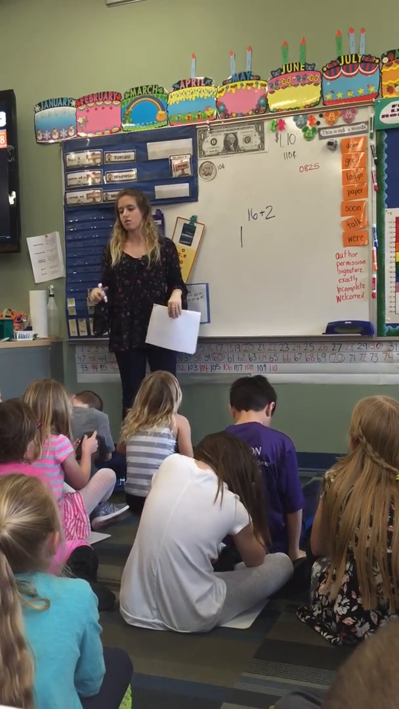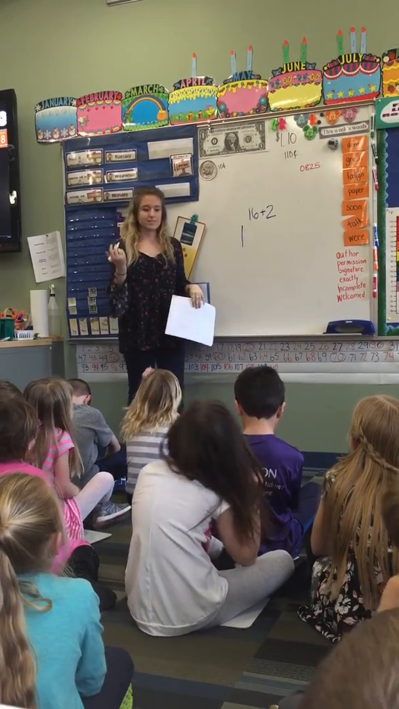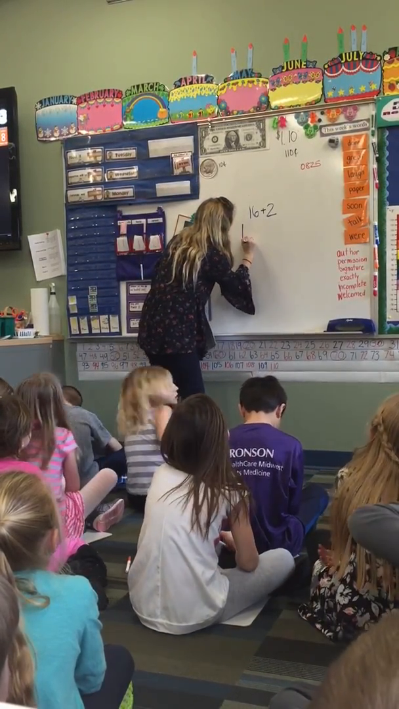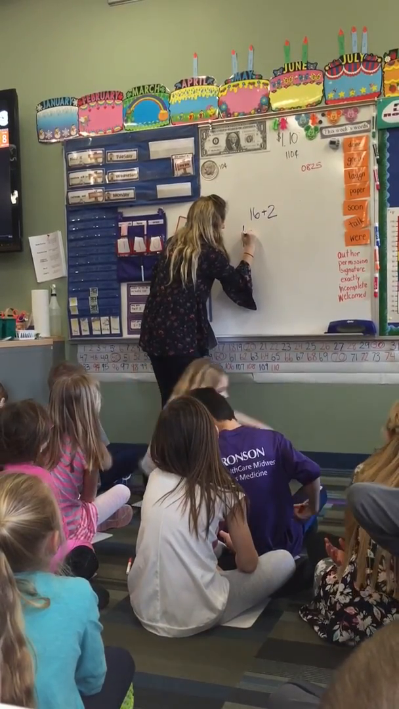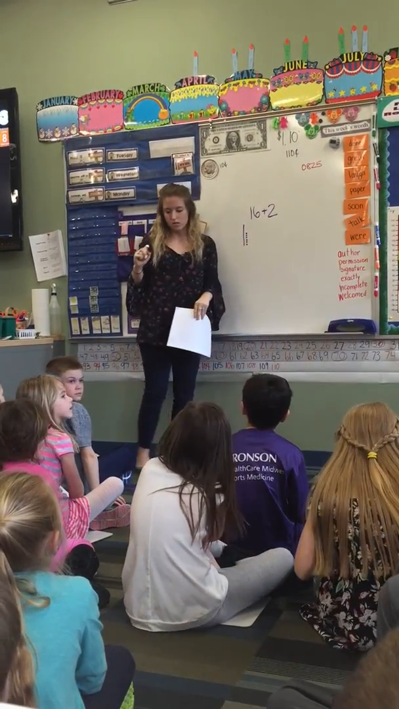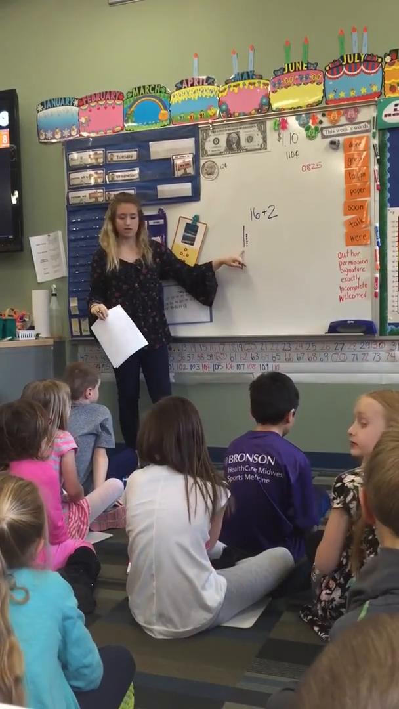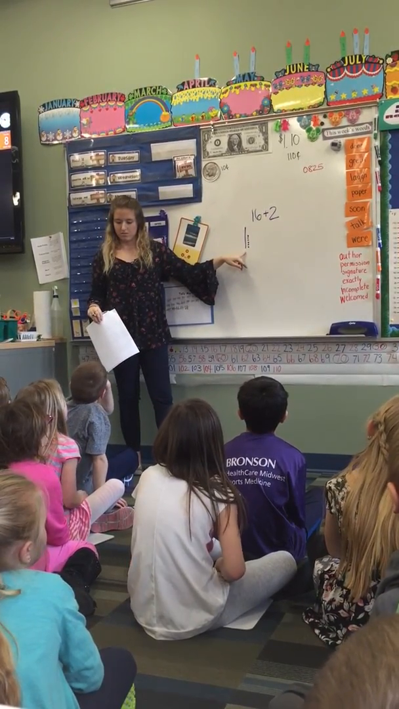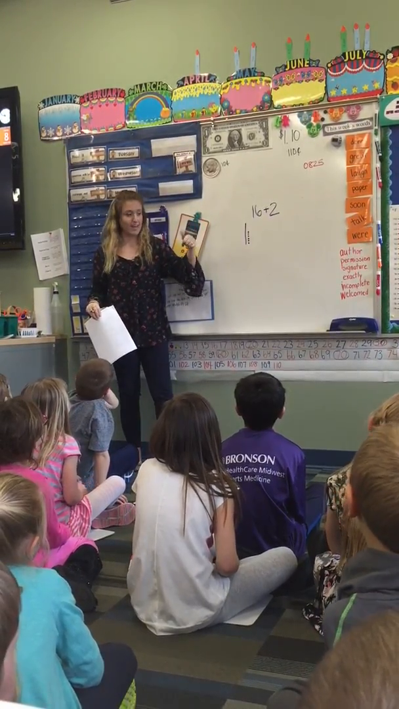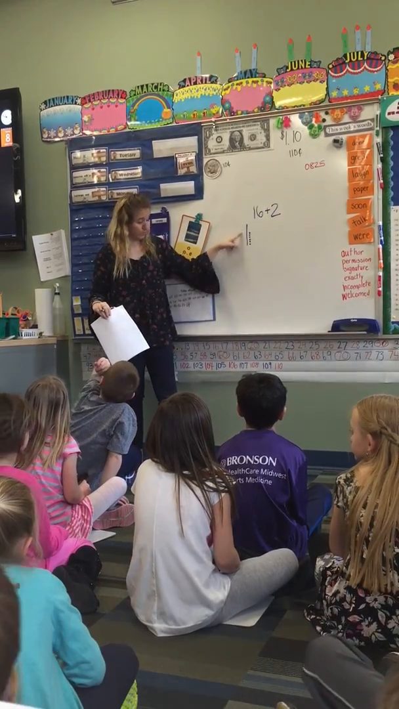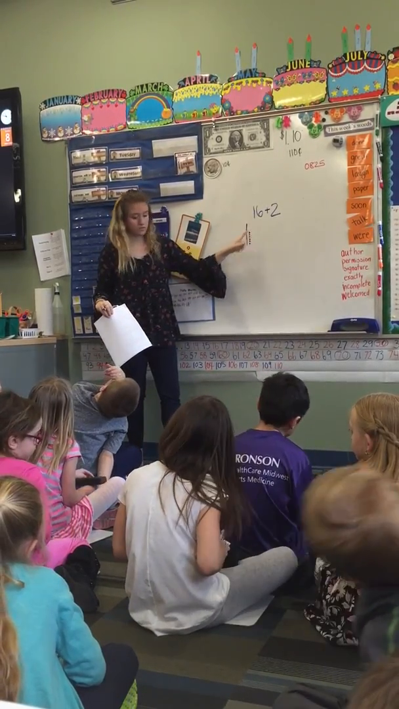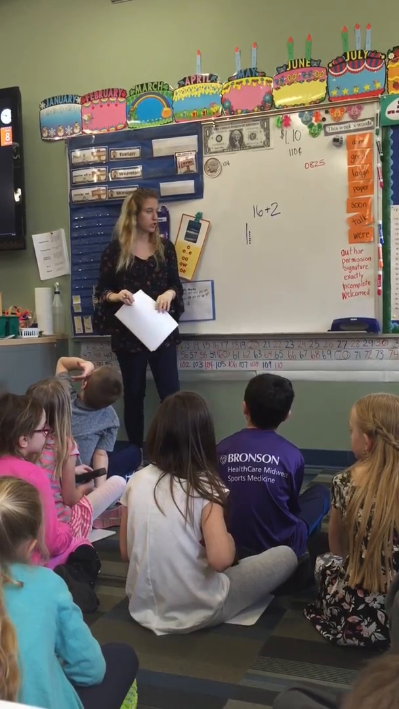So how am I going to draw that? 6 dots. 1, 2, 3, 4, 5, 6. So I have 6 dots. Does that show me 16? Yes, it does. The straight line down is the 10, and then we have the 6 ones. But we don't have the 2.